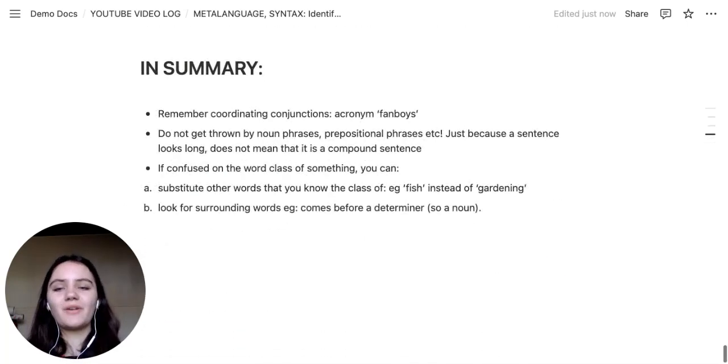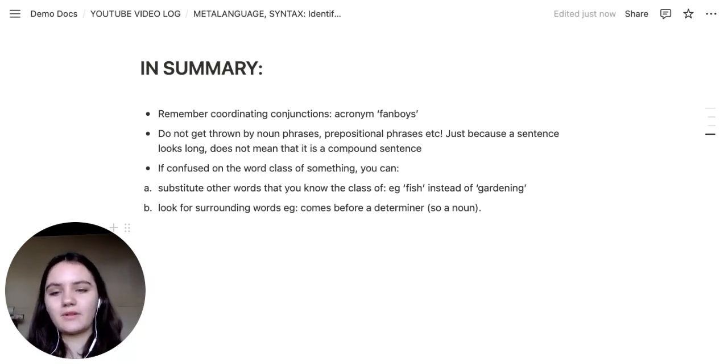Alrighty. So, in summary, what is super important? What are the takeaways? Firstly, you must remember FANBOYS: for, and, nor, but, or, yet, so. That is your coordinating conjunctions. If you see them, you know that they are most likely independent clauses, and that if there's one, there's at least going to be a compound or compound complex sentence. Secondly, do not get thrown by noun phrases, prepositional phrases, all of that noise. Just because a sentence is long does not mean it is a compound or complex sentence. It can be a simple sentence with just a bunch of extra info like "at the shops," "after work," etc.